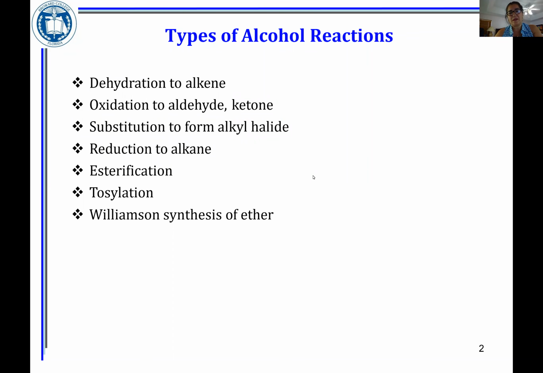Then you have the LAH, lithium aluminum hydride, which is a strong reducing agent, and that would reduce carboxylic acid. These are review from chapter 10. I do have a PowerPoint or folder review for chapter 10, and I want you to review it for better understanding of chapter 11.